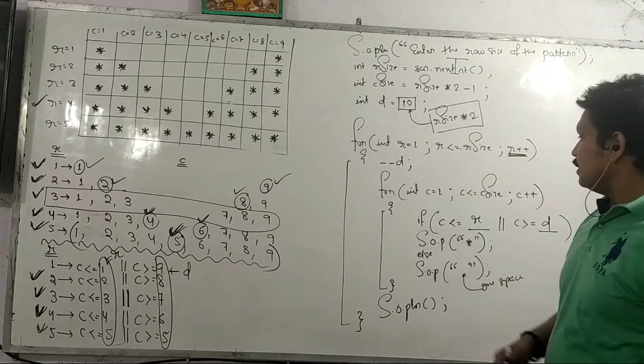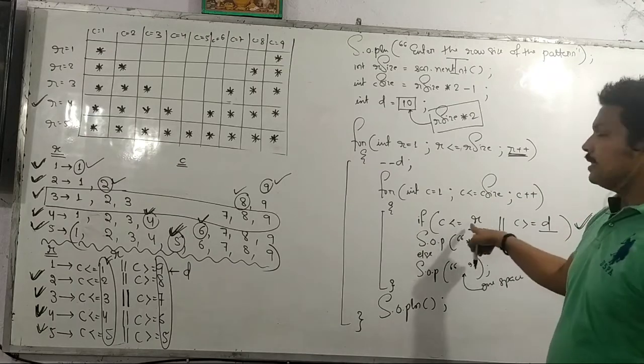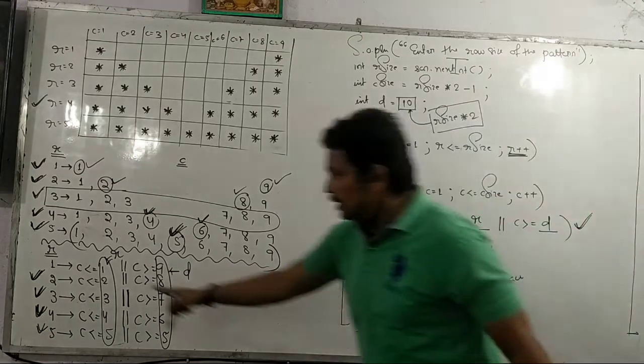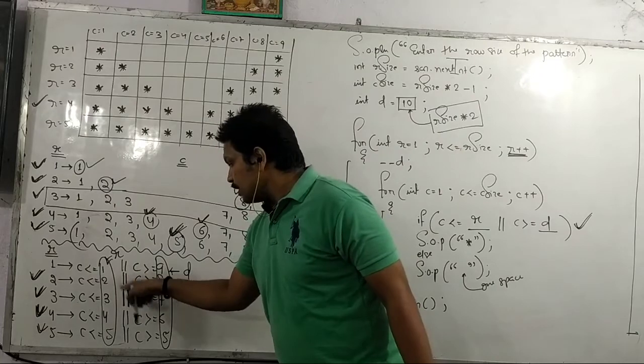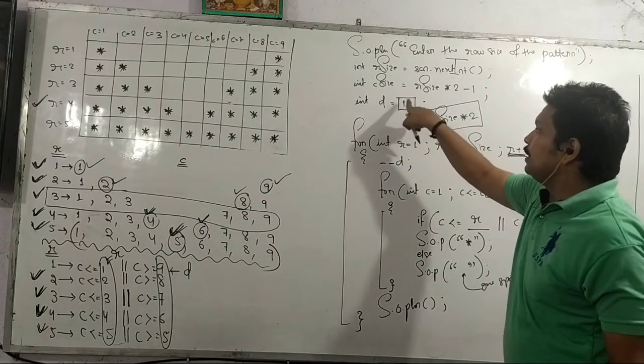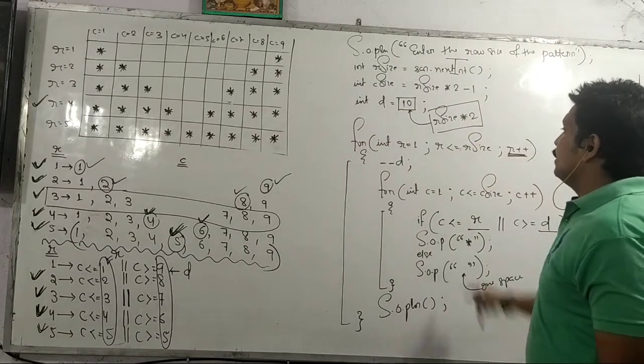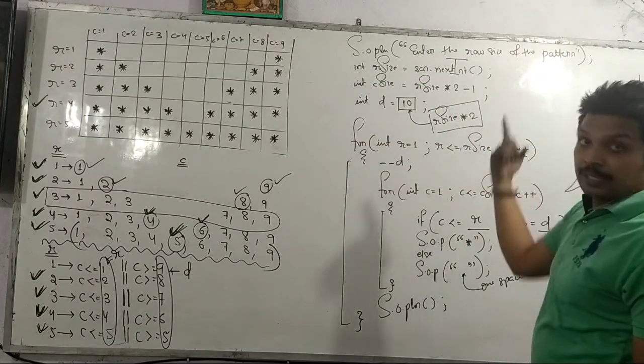Clear? So this is the condition: C less than equal to R, logical or C greater than equal to D, where the initial value of D is 10. How to get 10? If row size is 5, 5 2s are 10. R size is 5, 5 2s are 10.